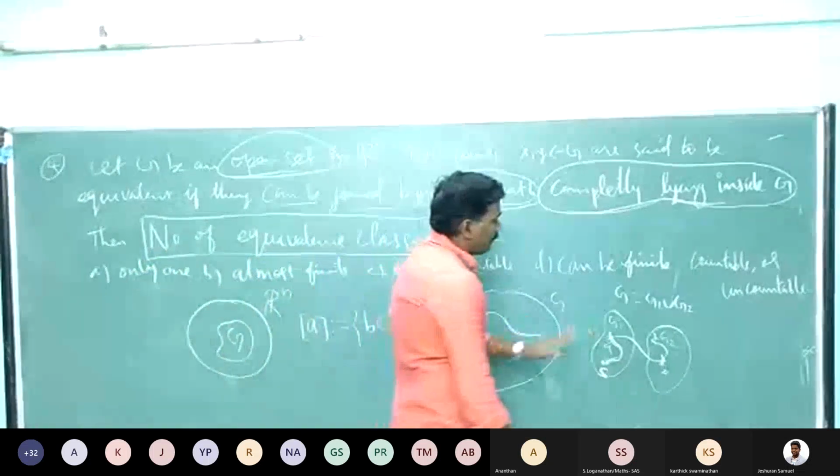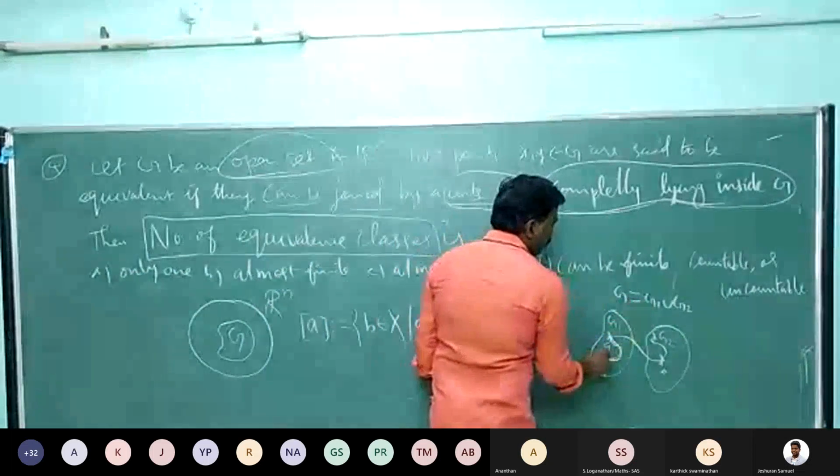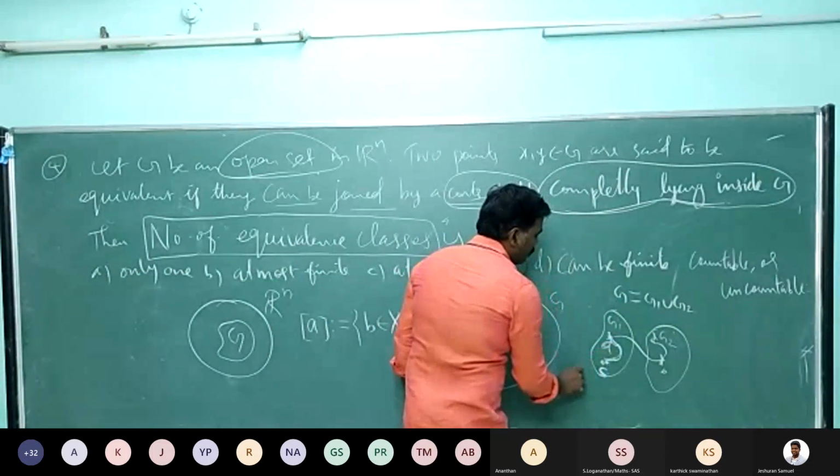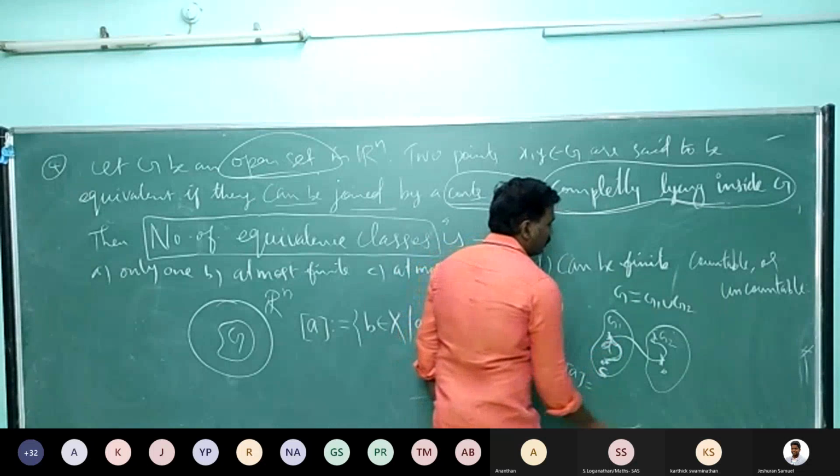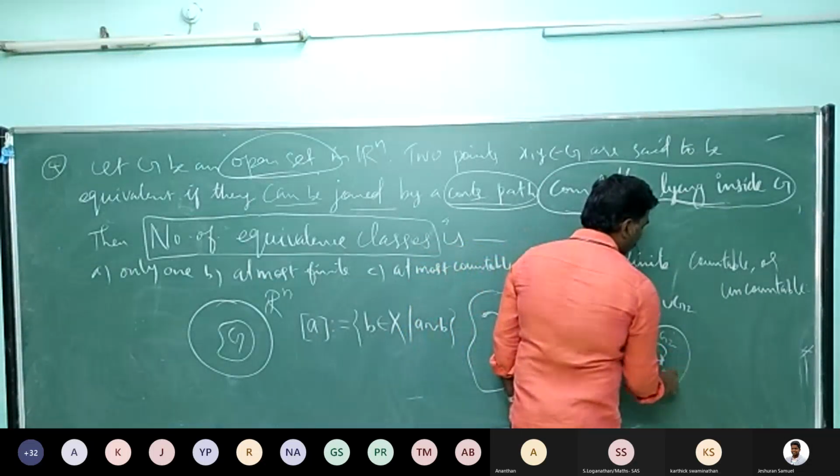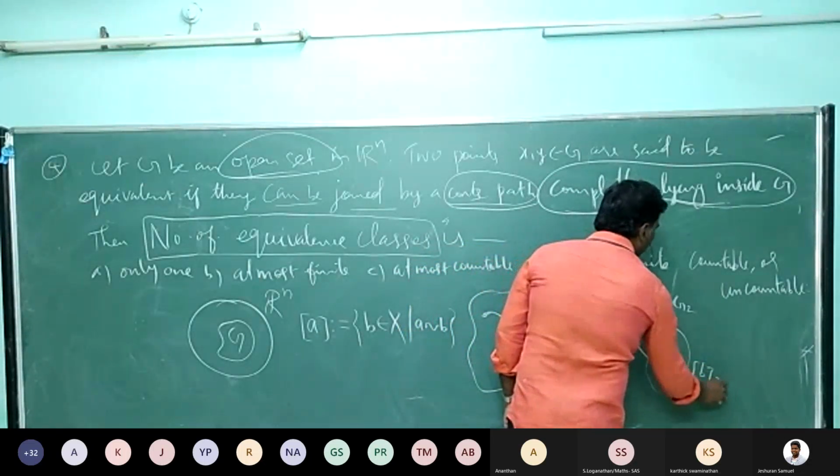Okay. If this is your set G, you take any element here. Now what is a class of A? Now we take an element somewhere in B. What is a class of B?